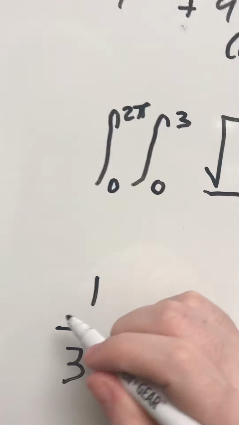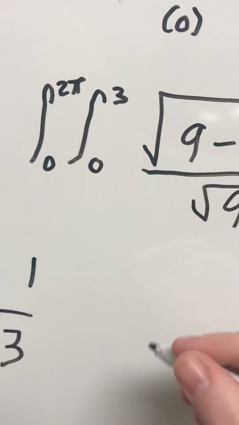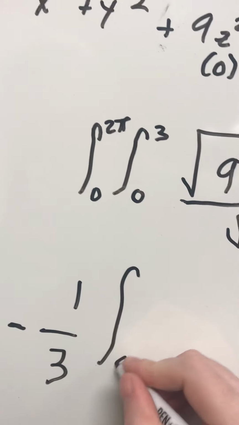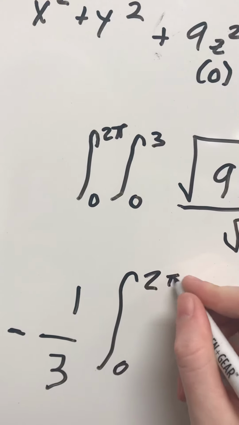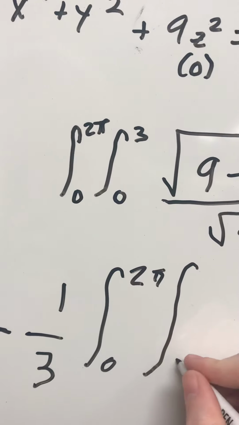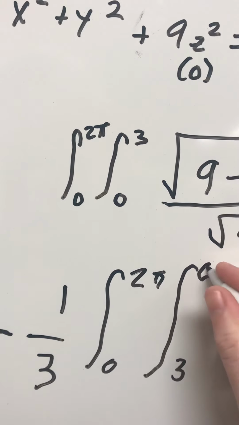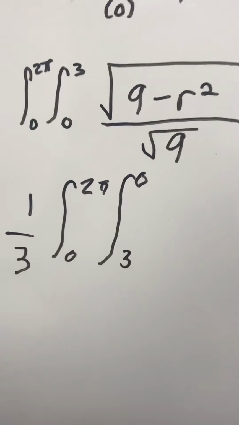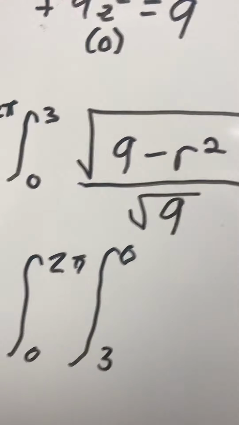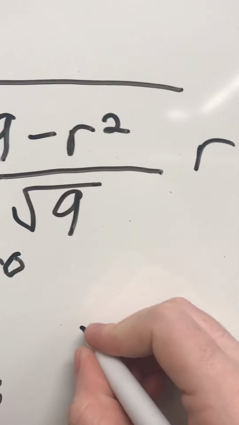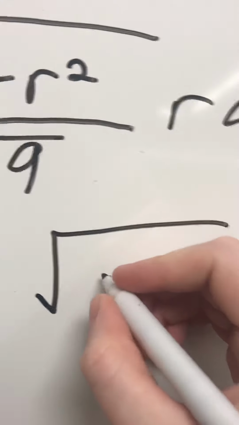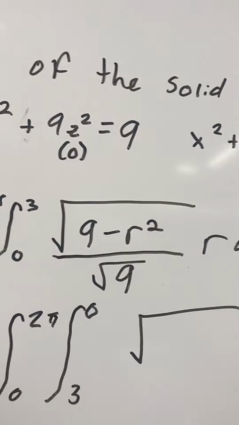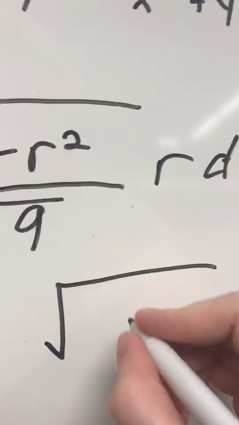So what I'm going to do is make this negative right here. Make this still be 0 to 2 pi. But now this will be 3 to 0. And if you don't know what just happened, again, review properties of integrals. And now we have the square root of 9 minus r squared.